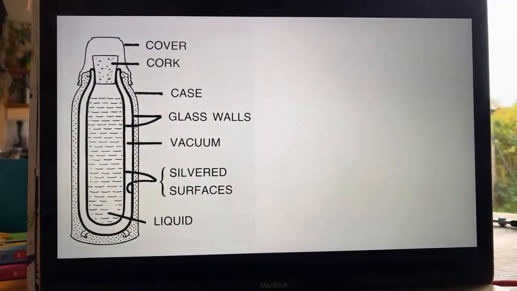Have you heard of a vacuum flask? You know how that works? Vacuum flasks have water on the inside, and then they've got a layer, which is a vacuum.